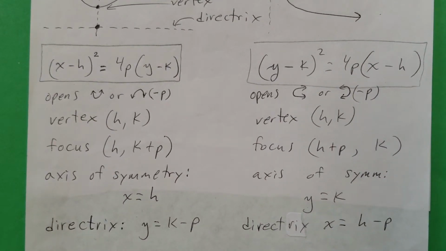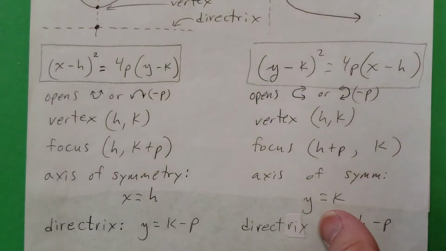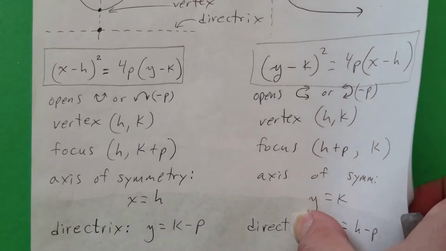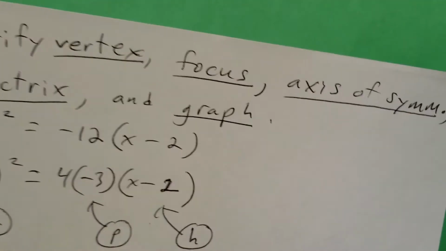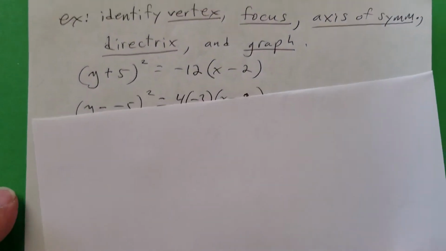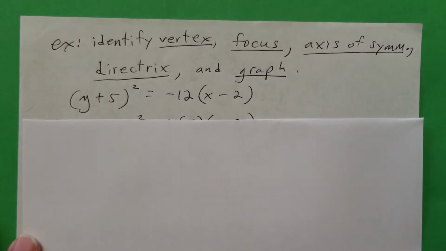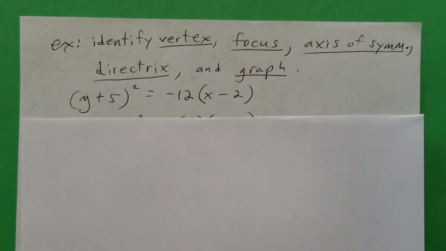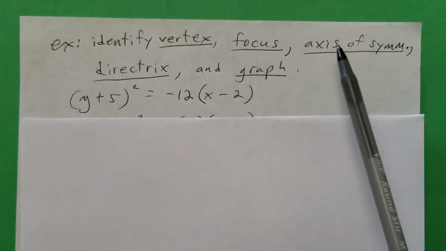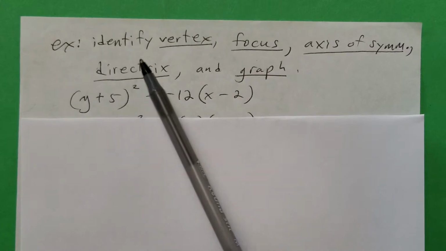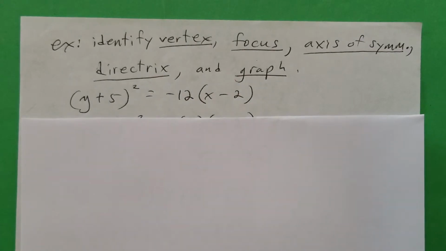So let's get to the example. Here is an example, and from this equation, you're asked to identify the vertex, the focus, the axis of symmetry, the directrix, and then graph it.